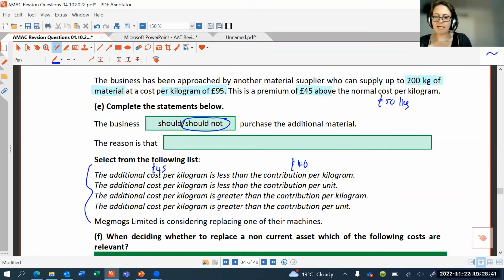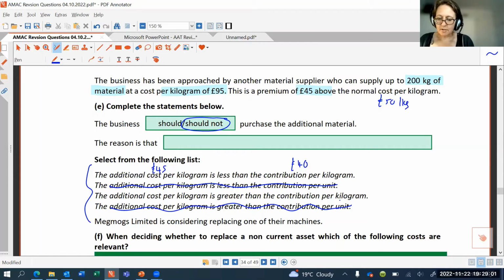I wasn't comparing kilograms with units. That wouldn't make much sense. I need to compare what a kilogram will cost with what a kilogram will generate. So I'm not interested in these ones. They're comparing the kilograms with the units, which isn't really like with like. So I don't want to work with those. That leaves me with just 2.